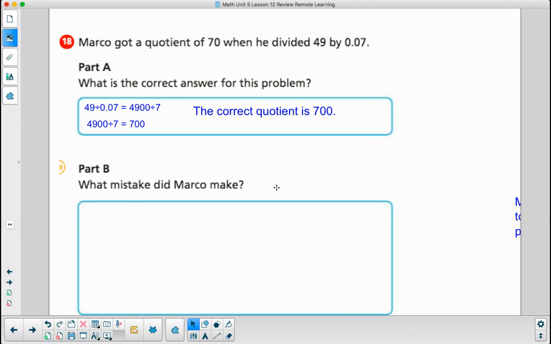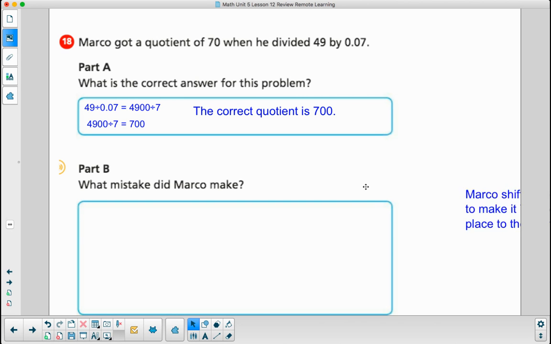So what mistake did Marco make? So I looked, well, he only came up with 70. So, well, 490 divided by 7 is 70. So I figured he must have multiplied his divisor 7 hundredths by 100, but only multiplied his dividend 49 by 10.